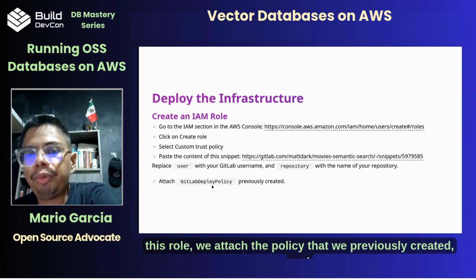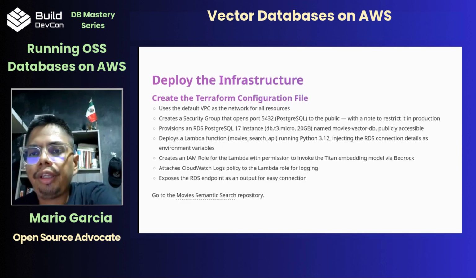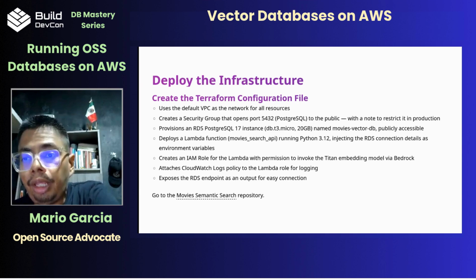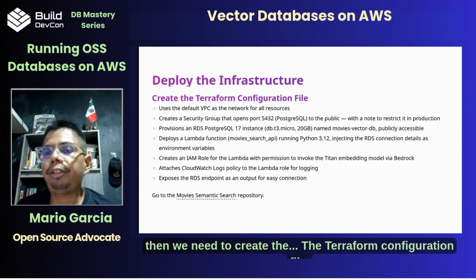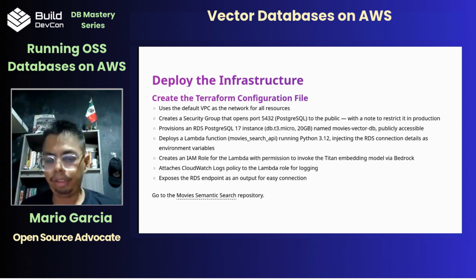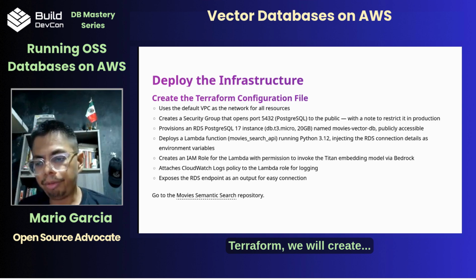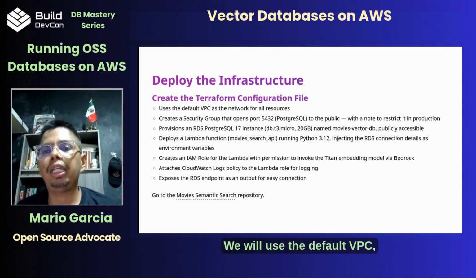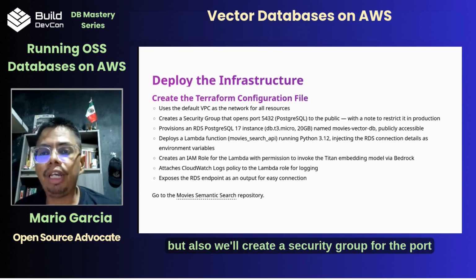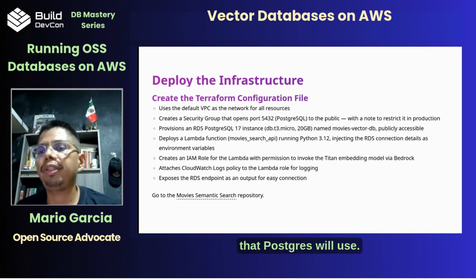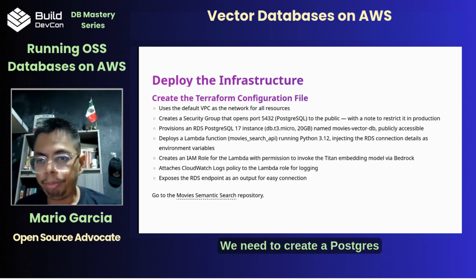And to this role, we attach the policy that we previously created. And then we need to create the Terraform configuration file. We are using Terraform. We will use the default VPC, but also we'll create a security group for the port that Postgres will use.